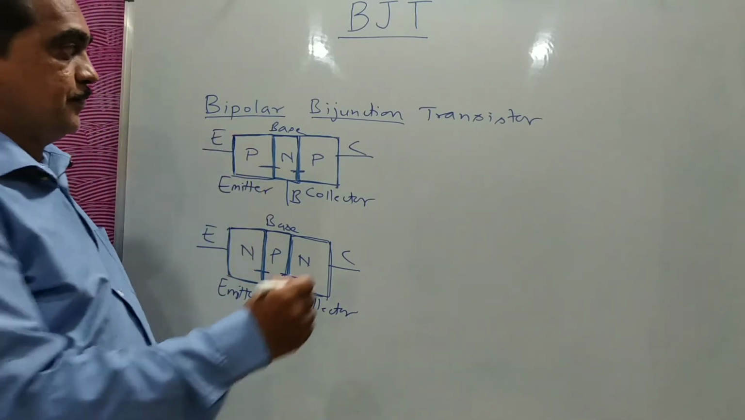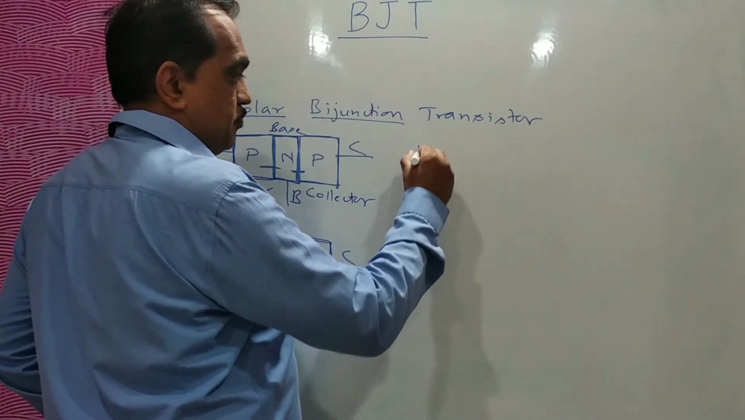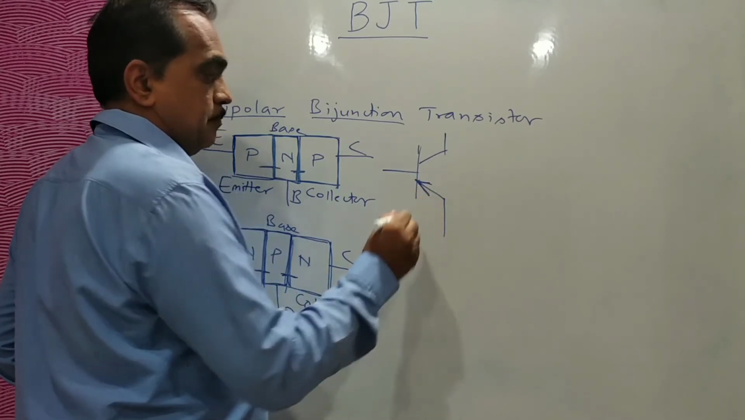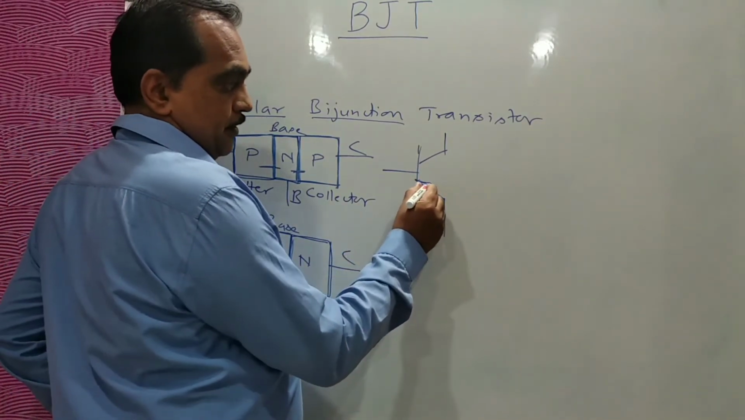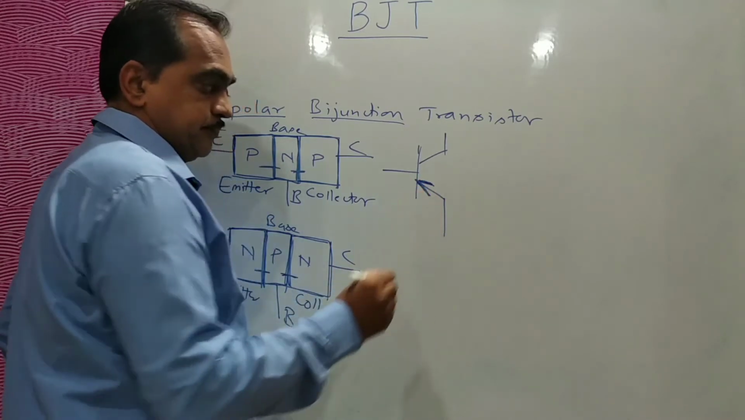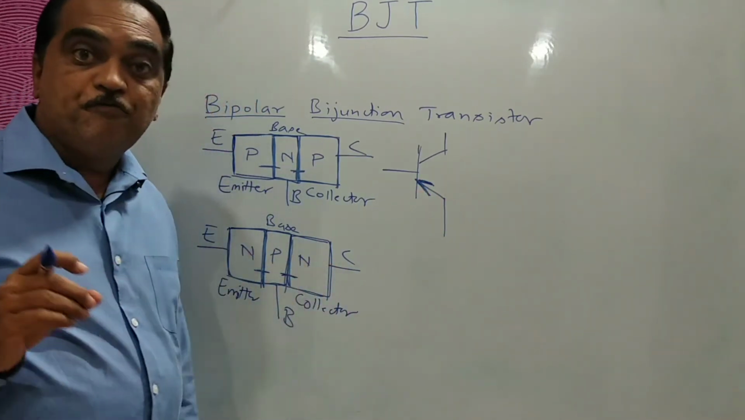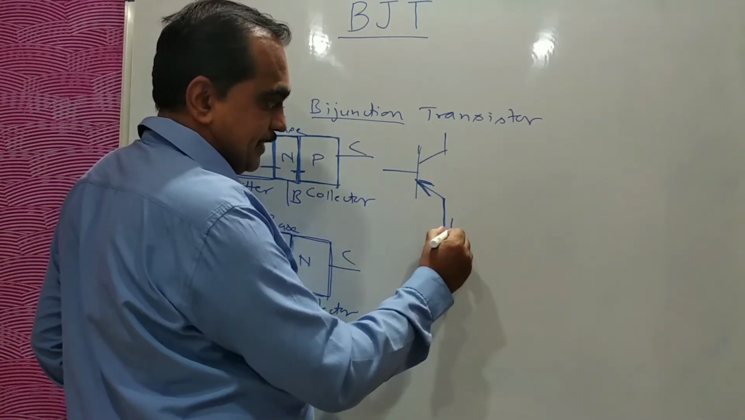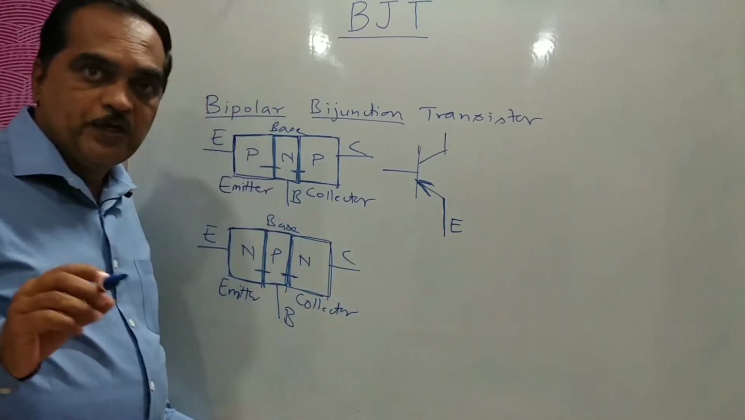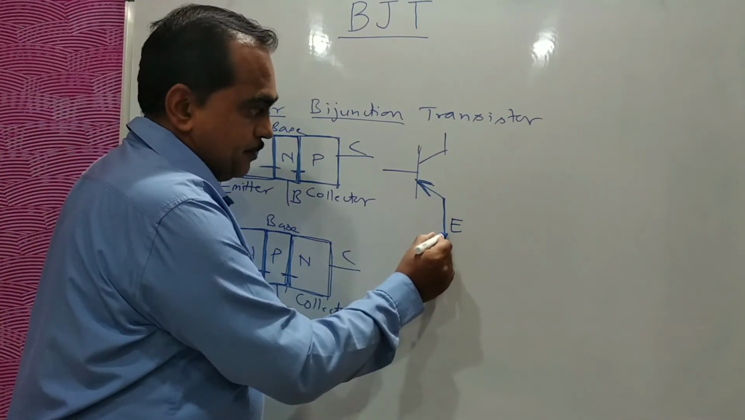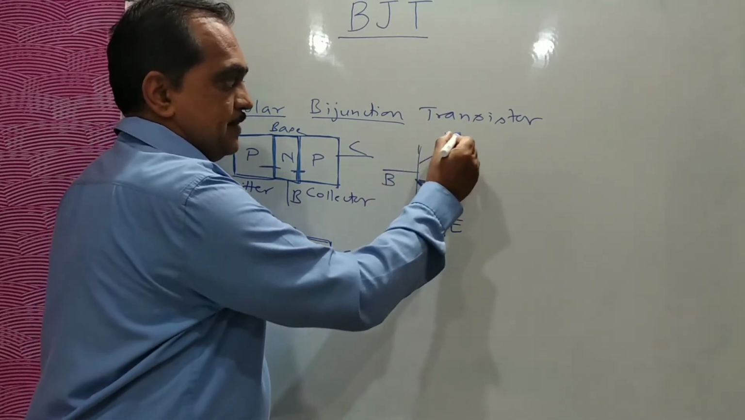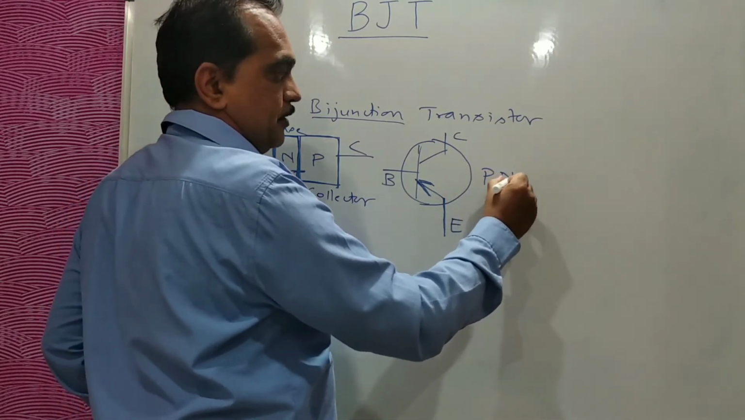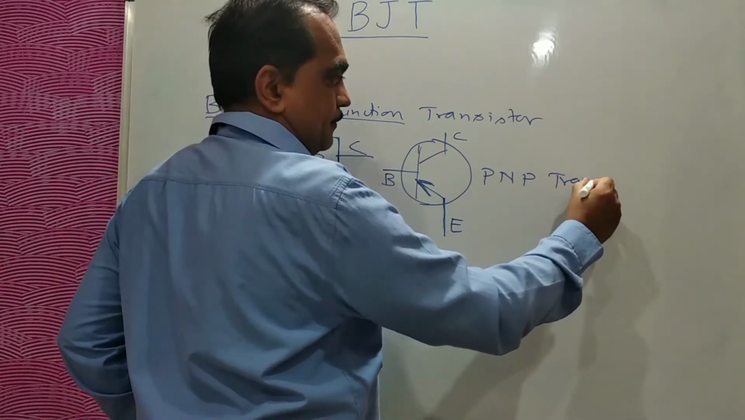If you see the symbol for PNP, the symbol will be like this. This arrow indicates the flow of conventional current, and wherever you show the arrow, that terminal is the emitter, this is the base, and this is the collector. So this is your symbol for the PNP transistor.